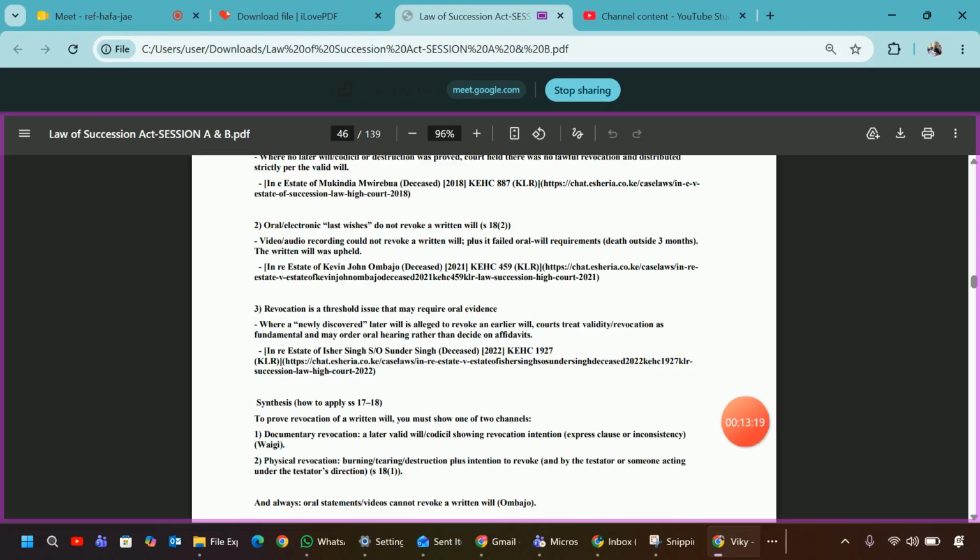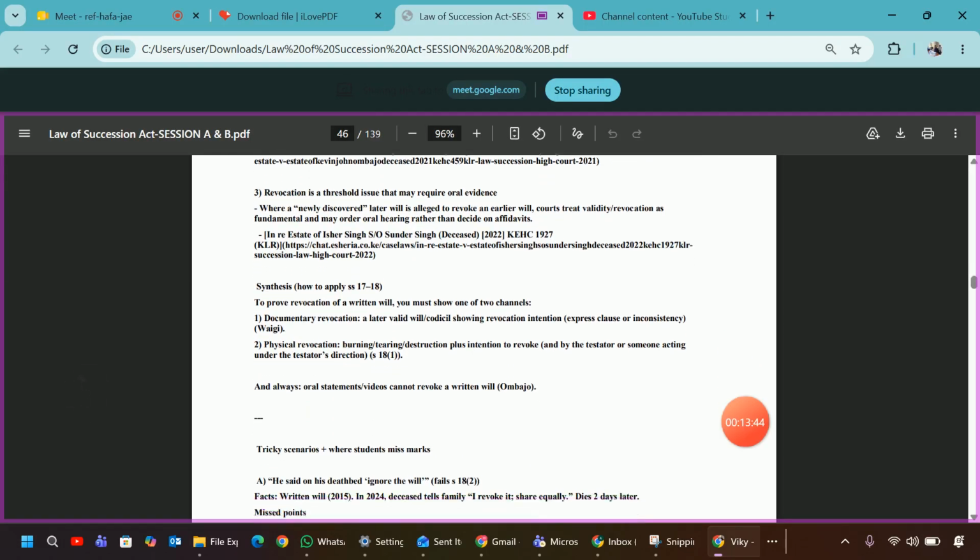Point number 3, revocation is a threshold issue that may require oral evidence. Where a newly discovered letter or will is alleged to revoke an earlier will, courts treat validity or revocation as fundamental and may order an oral hearing rather than decide on affidavits. This was in the Estate of Isha Sai, 2022.